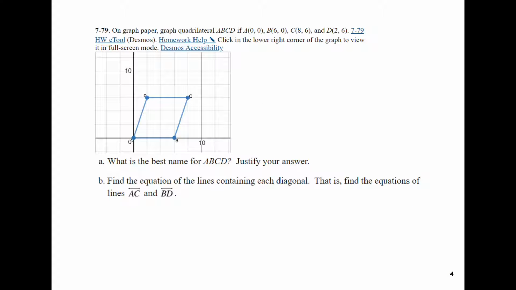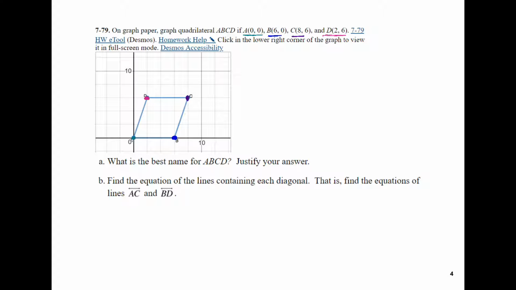Problem 779 says on graph paper, graph the quadrilateral ABCD if A is 0, 0, so you can see I've plotted A there. B is 6, 0. So if we go over 6 and don't rise any, I plot that there. Notice I'm counting by 2 on both of my scales. C is 8, 6, excuse me. And D is 2, 6. So over 2 up 6, and I can plot my D.